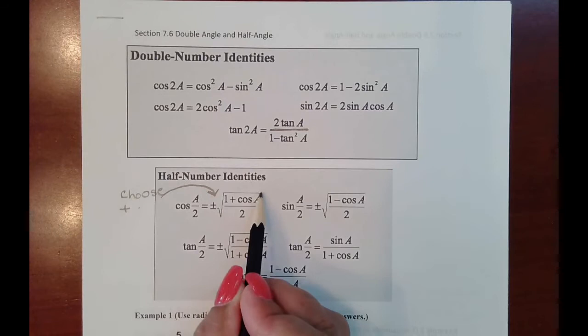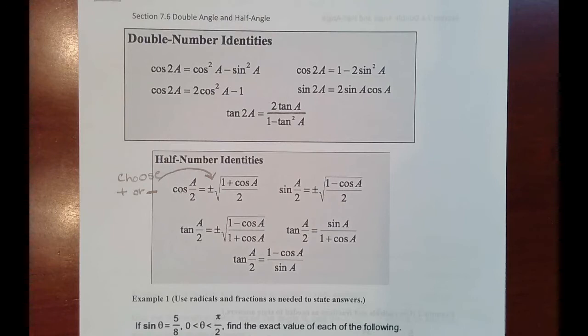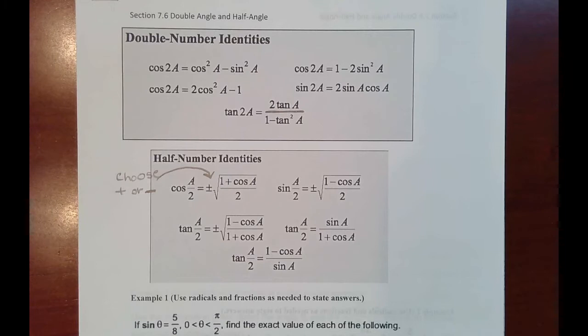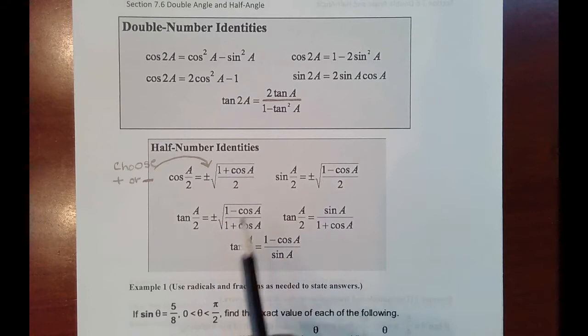And a lot of students think that because they've seen this plus or minus when they've used the quadratic formula, so they report both answers and end up getting it wrong. So I'll be going over in detail how you make that choice in each problem. It will be specific to the problem. So cosine of a half angle, you'll pick either the plus or the minus. Likewise, whenever you see a plus or a minus, you will choose one or the other.